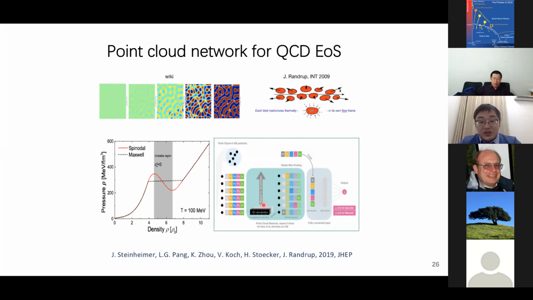We trained this point cloud network where we apply a 1D convolution to each single particle, where the convolution kernel slides over all particles to produce many features for each particle. Afterwards, we use global max pooling to learn the correlations between different particles and use this information to produce one neuron to tell whether it's spinodal or Maxwell.